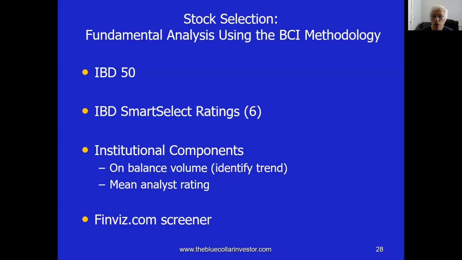Now, for those who don't want to pay for any screening services at all, there is the free screener found at finviz.com, which I'll show you in just a moment.